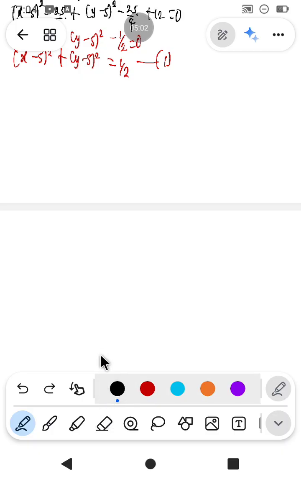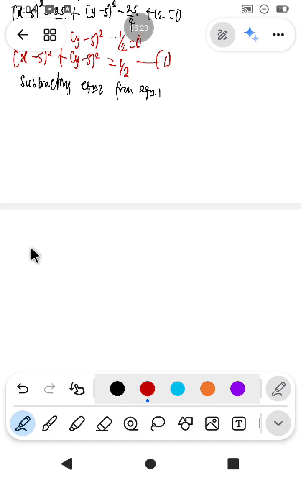Now the next thing we're going to do is to subtract equation 2 from equation 1. That will be the second step. You subtract equation 2 from equation 1. Let me write down: subtracting equation 2 from equation 1. Now let's do that together, guys.